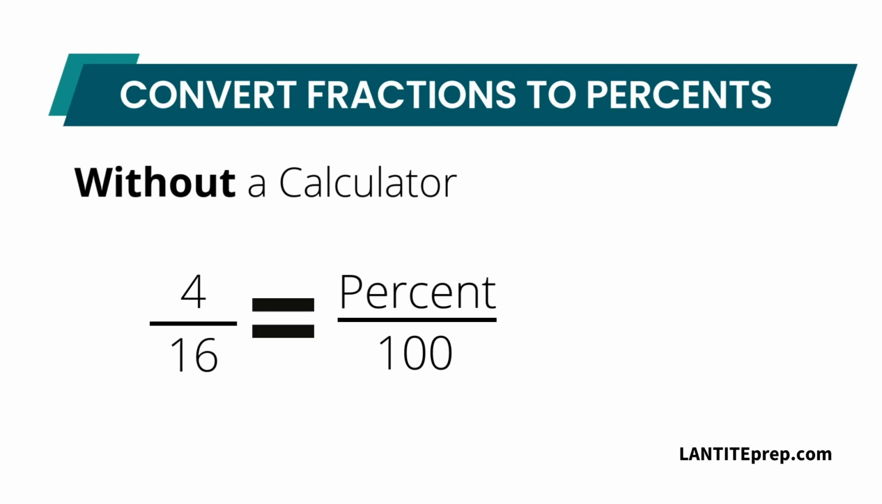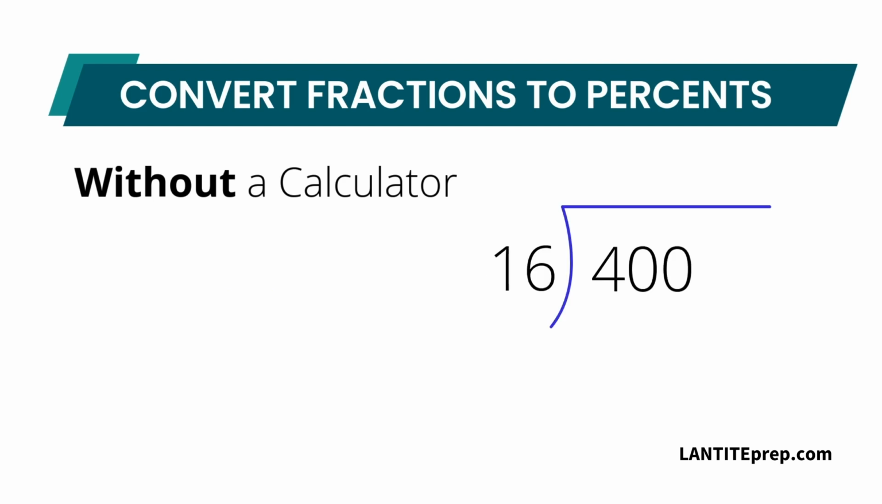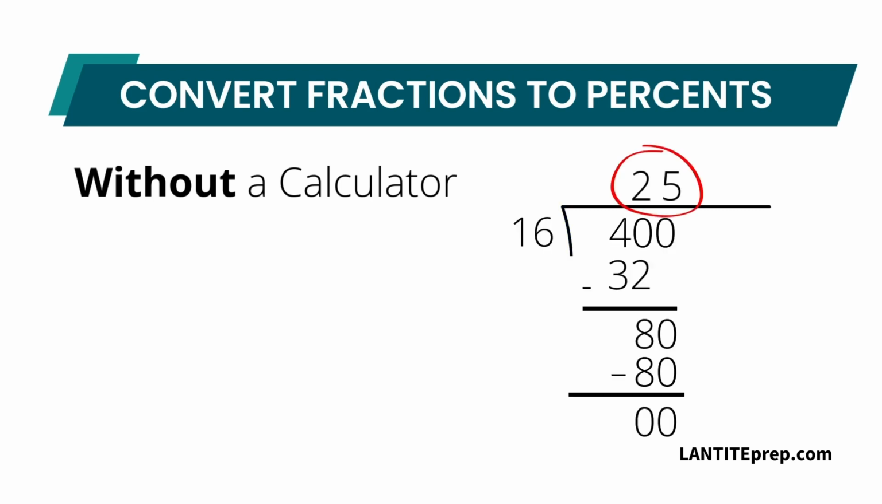Next, we can start by cross-multiplying the two known factors. In this case, that's 4 and 100, and then dividing that by the third known number, which is 16. To do this without a calculator, I'd use long division, where we then find our solution to be 25%. Well done with this section on converting fractions to percents.